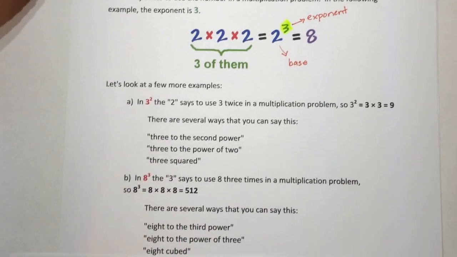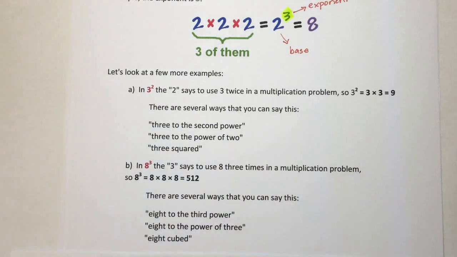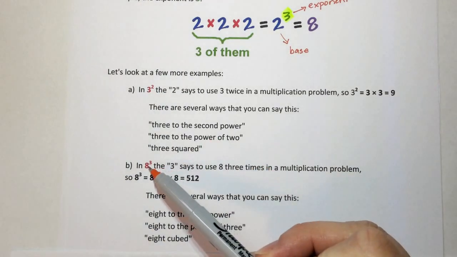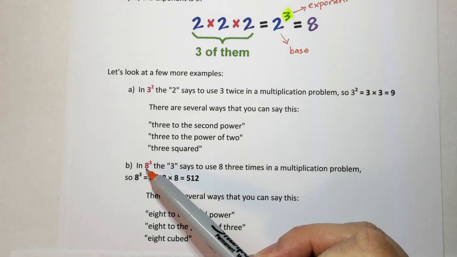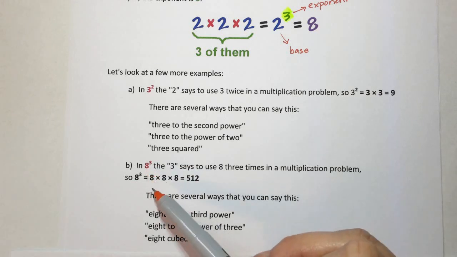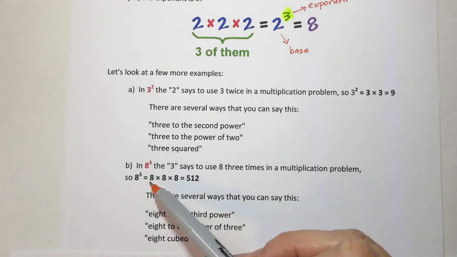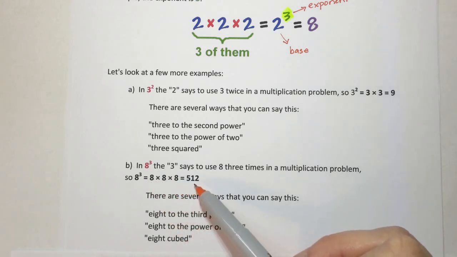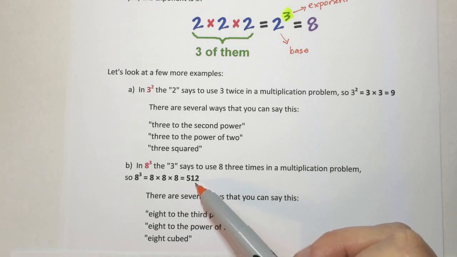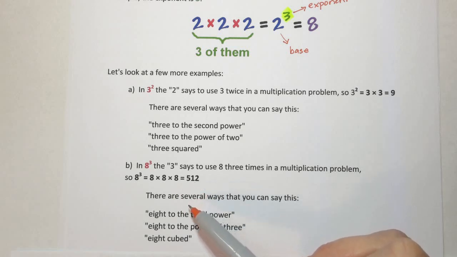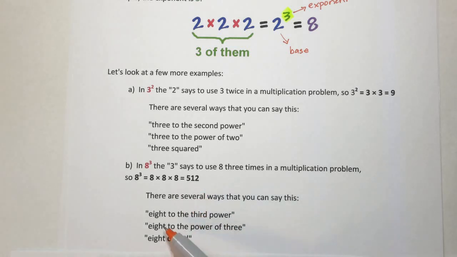Let's look at this problem. 8 to the power of 3. The exponent of 3 says to use the 8 3 times in a multiplication problem. It would look like this. Here's your base, which is 8, and you have it shown 3 times. 8 times 8 times 8. And you could use your calculator and get 512. And there are several ways that you can say this one. You can say 8 to the third power, 8 to the power of 3, and the exponent of 3 is a little bit special. It can also be called 8 cubed.